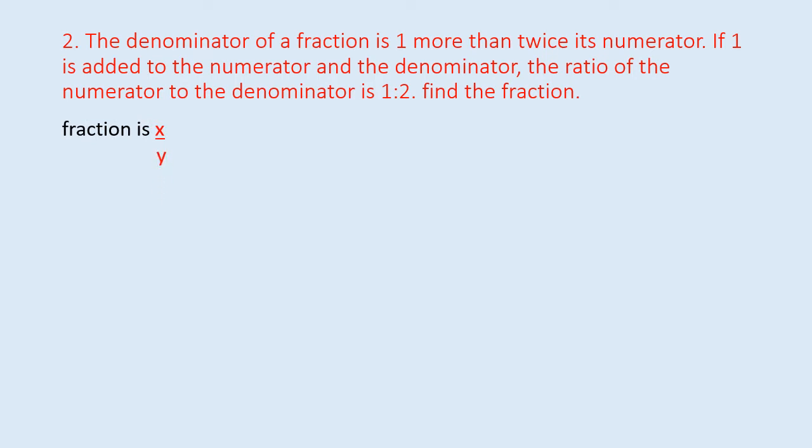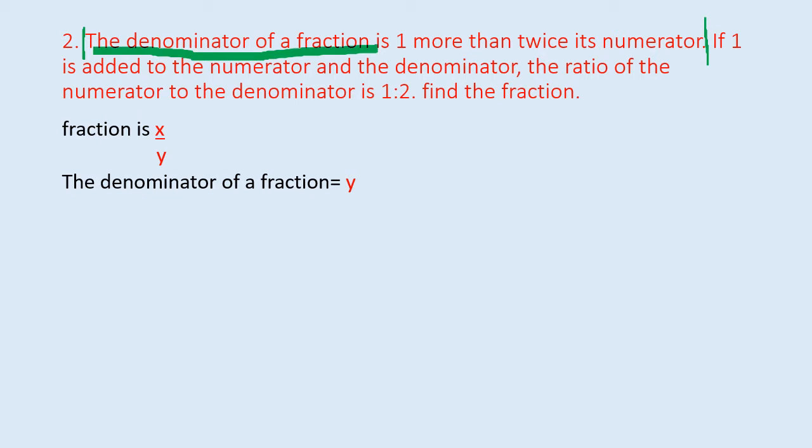And then we look at the first sentence which is given to us. See, this is the first sentence. That will be the first condition. Let us see one by one. Now what is given? The denominator of a fraction, that is the first part. So that's what I've written here, which is y. The denominator is y.